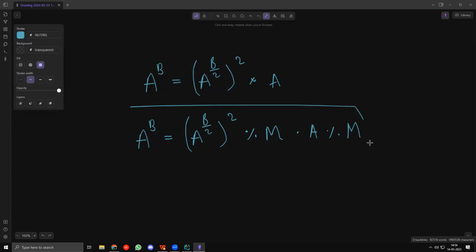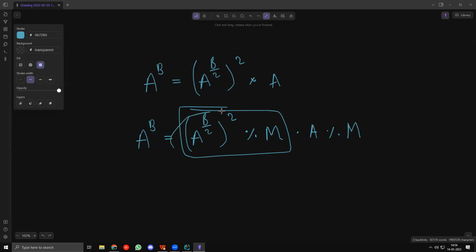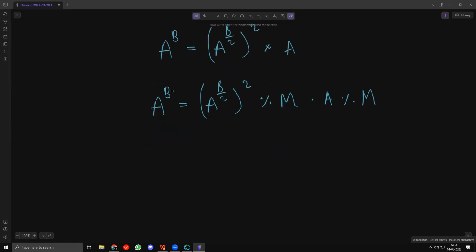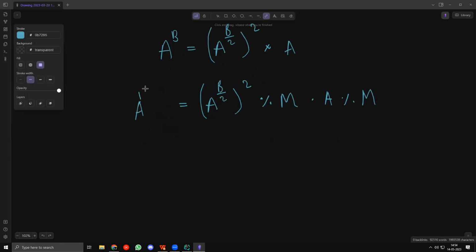This is modular exponentiation. All I did was take the square, modulo this part, multiplied by a and modulo this part again. And that's it. This will always give you a to the power of b modulo m. Even if b is equal to, let's say, 10 to the power of 9.